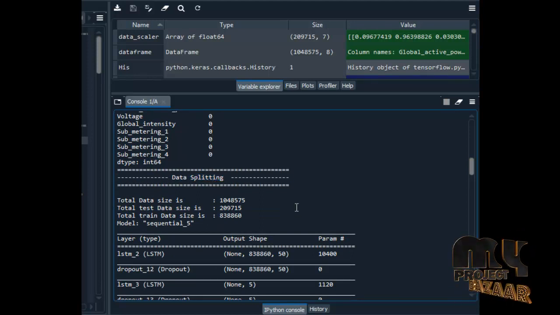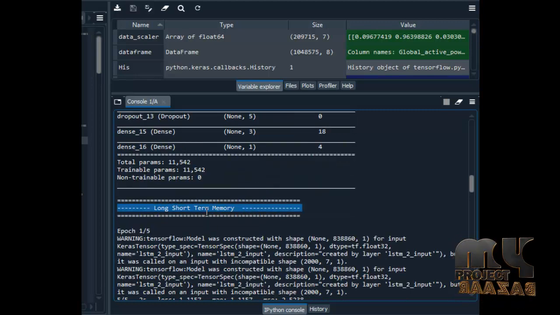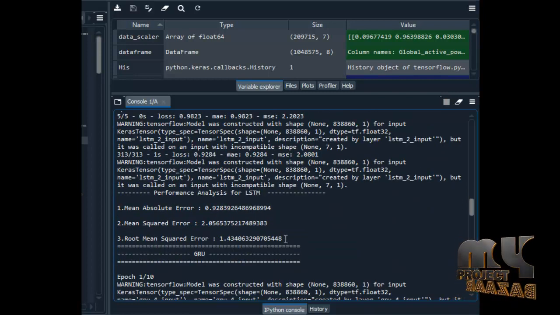Then data splitting. This is the total number of data present in our dataset. This is the total number of test data, and this is the total number of train data. Based on the ratio, we split the whole dataset. Then we implemented two different deep learning algorithms. One is long short term memory. This is the performance analysis for long short term memory. We estimated some error values because it is a regression problem. So these are the error values, and error values must be low. The algorithm with the lower values is better and more efficient.